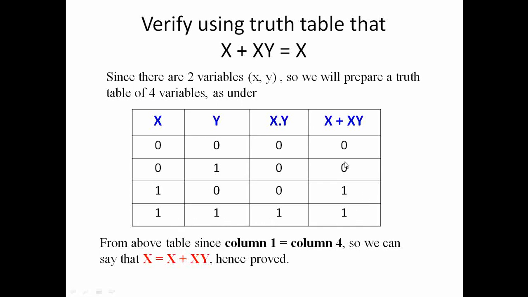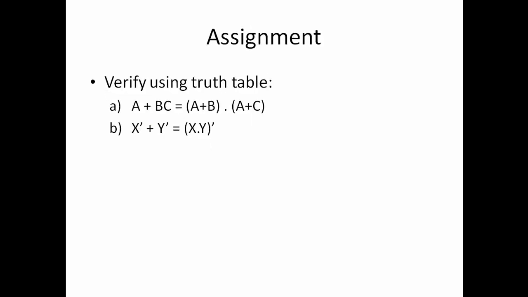So now from this table we can see that column 1, that is this column, and column 4, that is x plus xy, this column, these two columns have similar values, so we can say that x is equal to x plus xy, hence proved. So this is how we can verify a Boolean expression using a truth table. So these are the two examples.